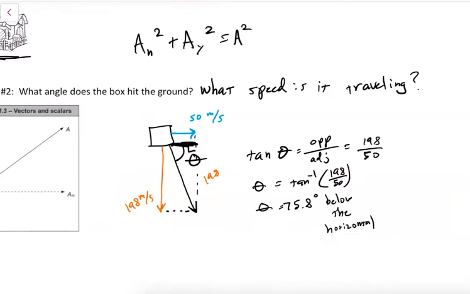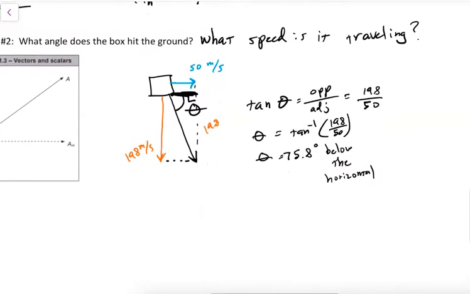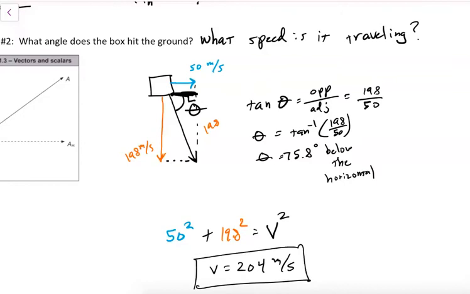What speed is it traveling? Well, I need to use the Pythagorean theorem for this because I have both sides and I need to find my hypotenuse. So I'm going to say 50 squared plus 198 squared is equal to my final velocity, I'm just saying v squared. There's no x, there's no y. And so 50 squared plus 198 squared, square rooted, is 204 meters per second. So it's traveling pretty darn fast and at a pretty big angle, so you're going to need a sturdy box for that to land.